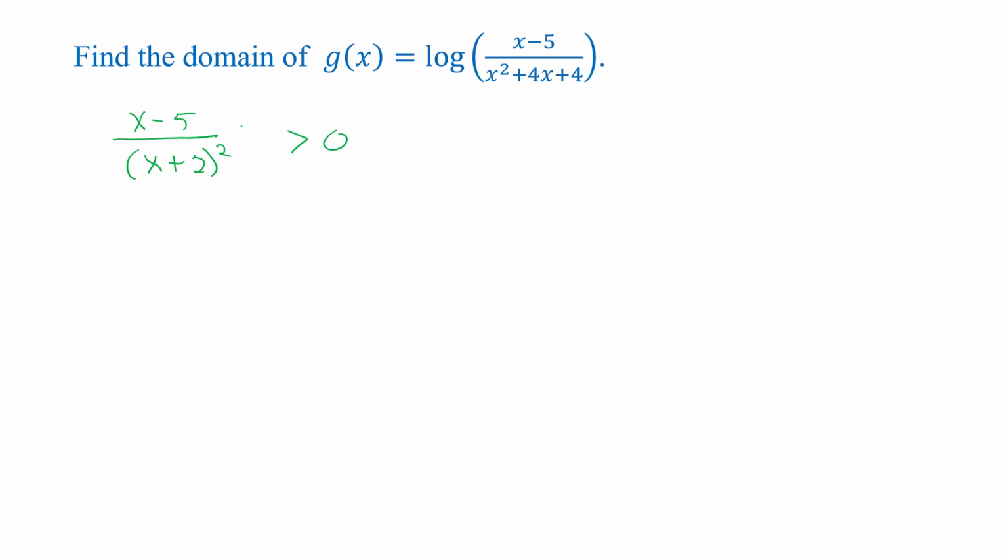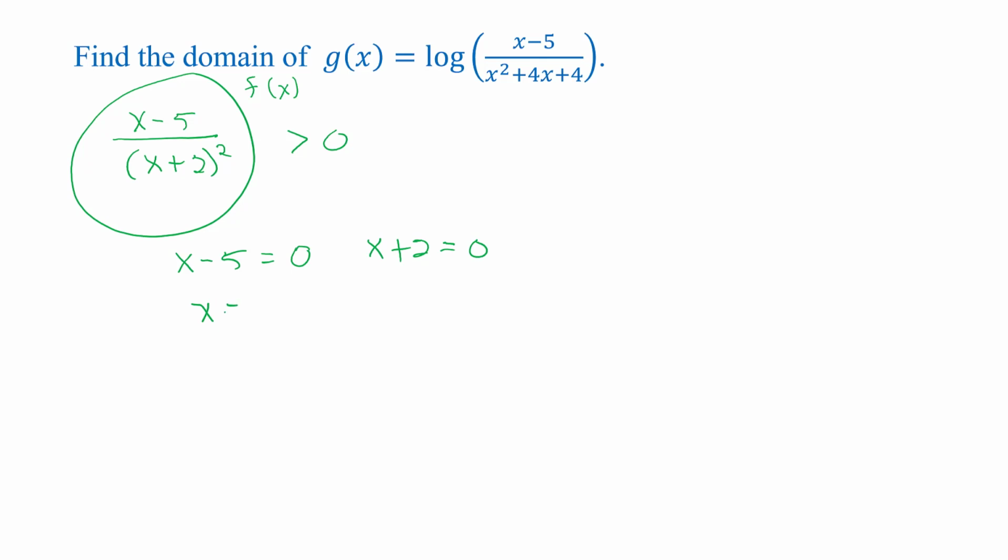Resorting back to what we learned about solving rational inequalities, which is what we have here, I'm going to name this function on the left of my greater than sign f of x, since we already have a g of x here. And then if you remember, we set each factor in the numerator and denominator of f of x equal to 0. So we have x minus 5 equals 0, x plus 2 equals 0. And we solve to get x equals 5 and x equals negative 2.